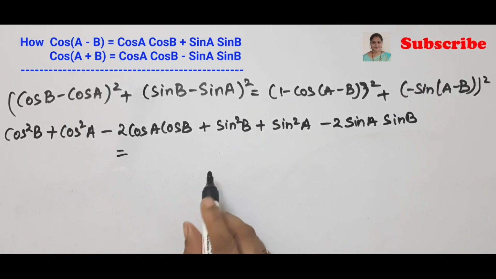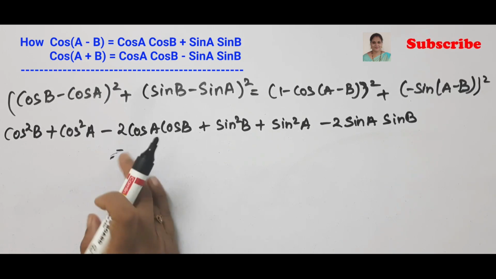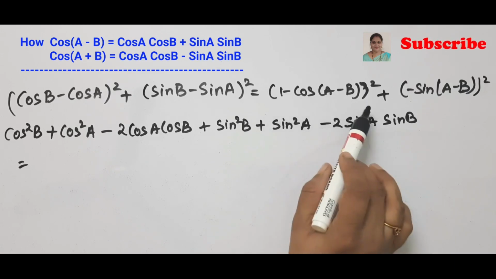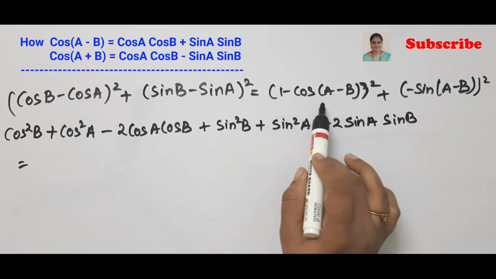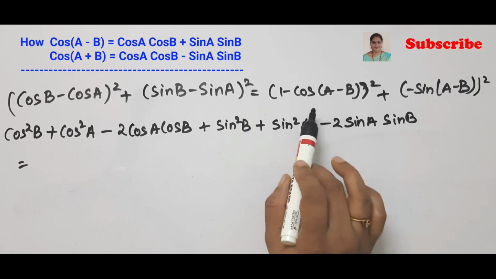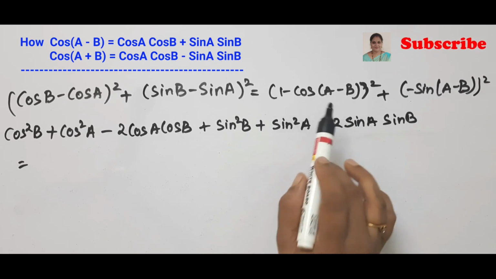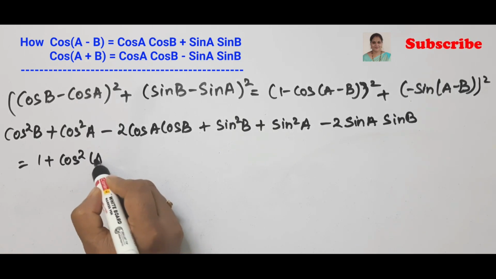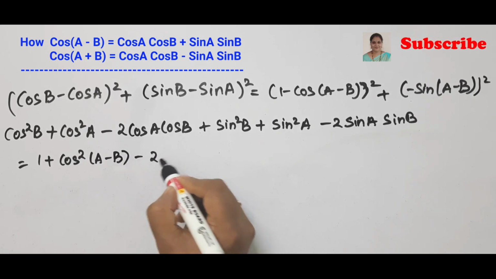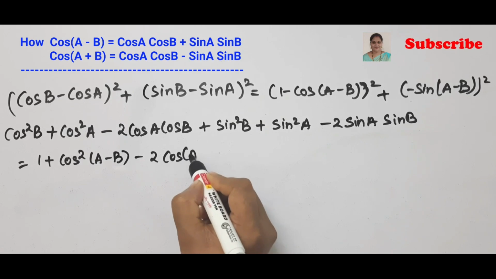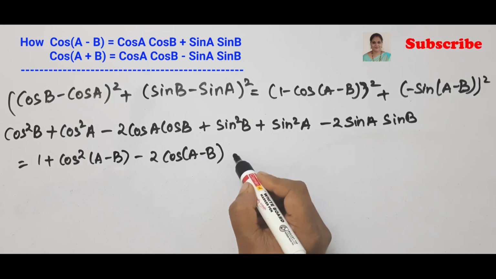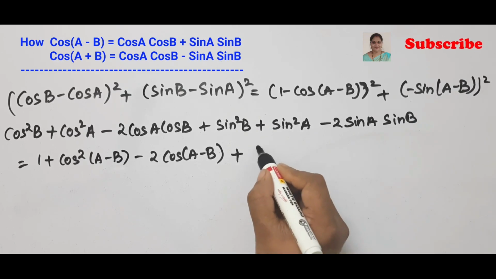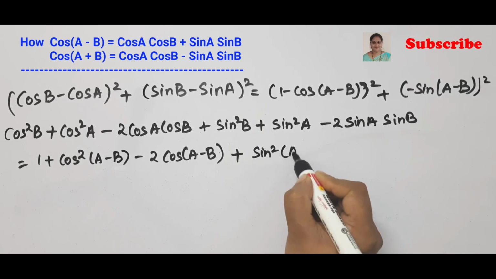This is equal to, this is also of the form A minus B whole square, is it not? In place of A, here it is 1, and in place of B, here it is cos of A minus B whole square. So let us expand this. So this becomes 1 plus cos square A minus B minus 2 into cos of A minus B plus, here minus sin of A minus B whole square is nothing but sin square A minus B.